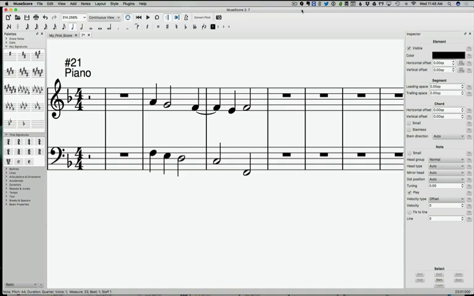So let's look at an example. Here we have a nice couple of suspensions. Let's hear it.